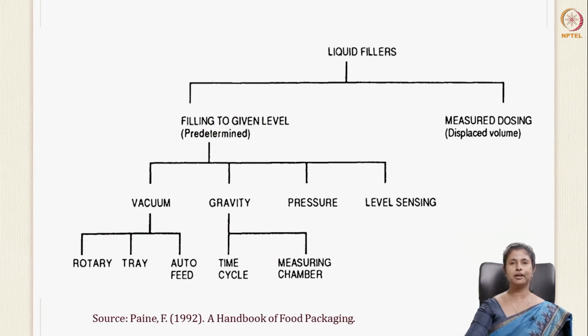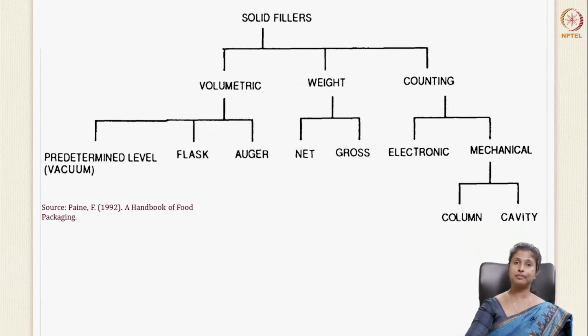We were talking about the different fillers, and we talked about liquid fillers and solid fillers. In liquid fillers, we talked about how the liquid will be filled to a predetermined level, or it may be measured dosing. And in the predetermined level, we had vacuum filling, gravity, pressure, and level sensing. We also talked about solid fillers, where solids can be filled in the form of granules or as powders, by volumetric, weight, or counting methods.